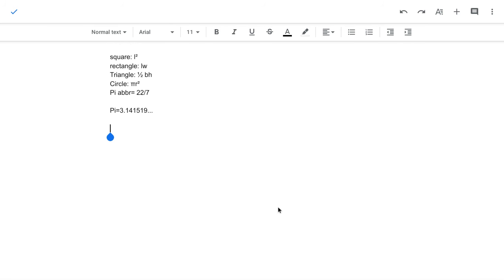Next, we're going to have the last one, which is actually the trapezoid. This one is actually interesting, and I'm not too sure on the trapezoid one, but I'm pretty sure it's half of base 1 plus base 2 times height. And that's the formula for all your 2D shapes.